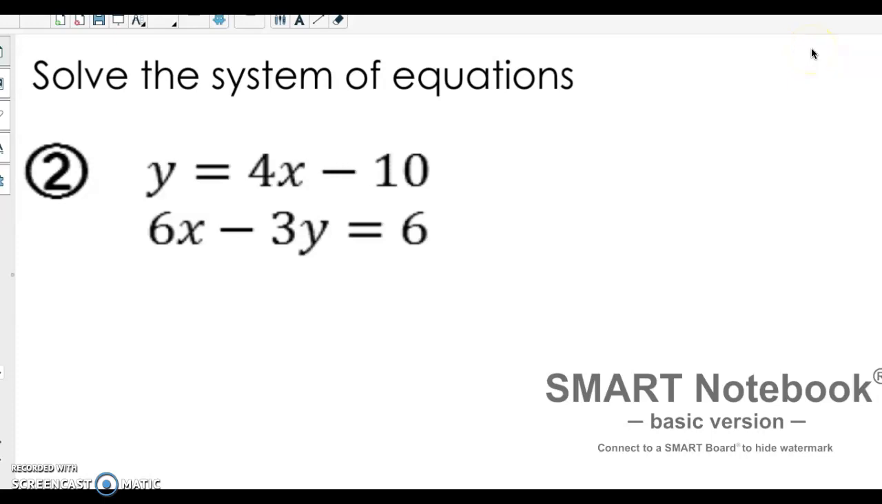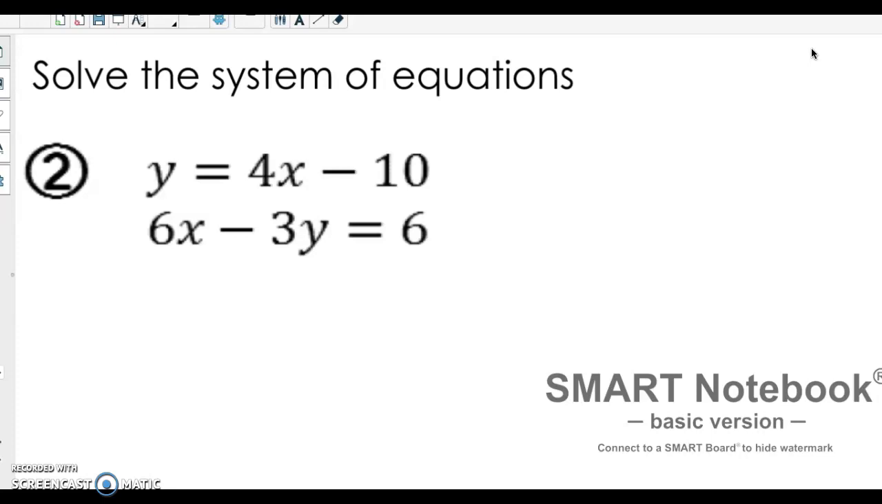All right, so this says solve the system of equations. So again, y equals 4x minus 10. That is a linear equation that is in slope-intercept form. So we know if we wanted to graph that by hand, we could do it easily. Our y-intercept would be at negative 10 on the y-axis. We would put a point there, and then we would go up 4 over 1 for the slope.